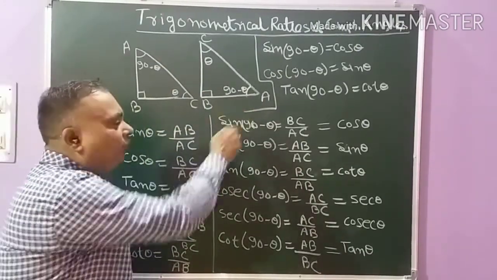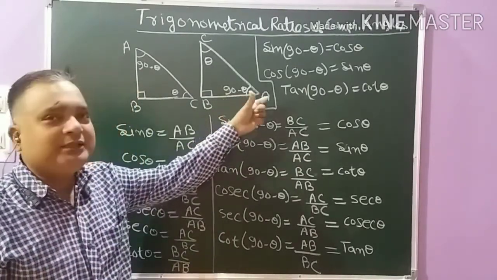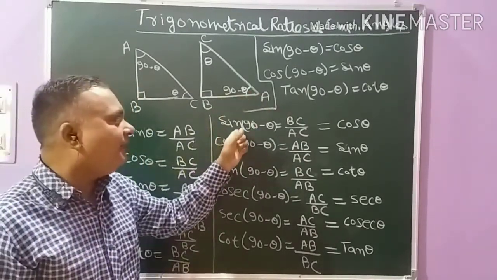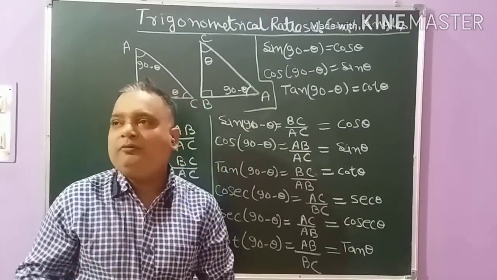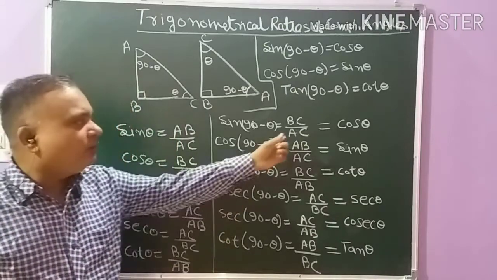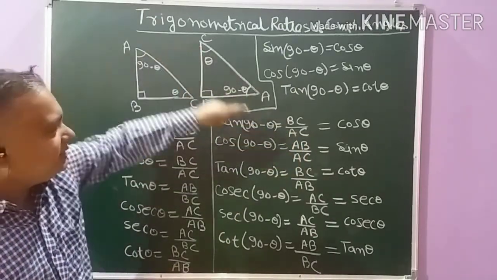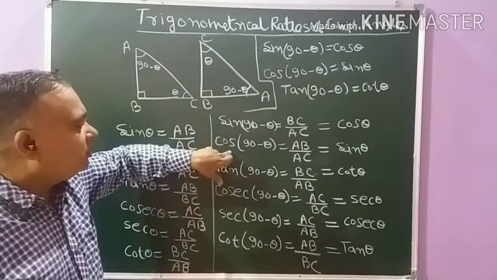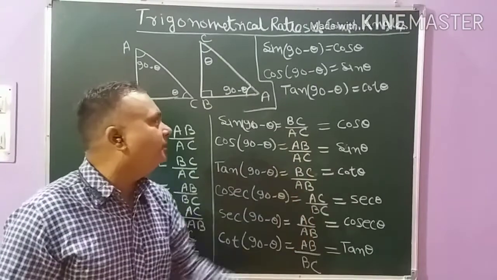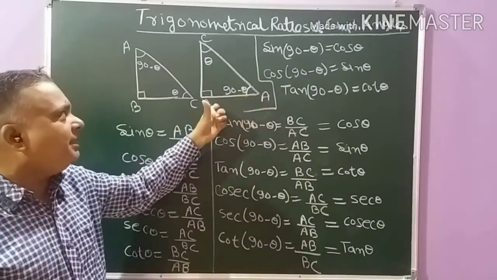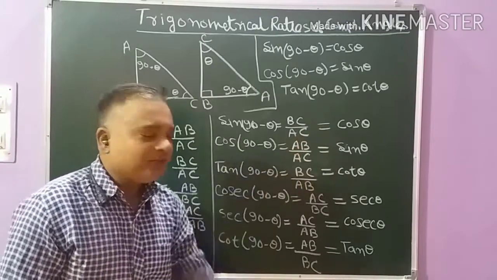So now we write all the trigonometric functions for angle 90 minus theta. So we can write sine 90 minus theta. Again the sine function is the ratio of perpendicular to the hypotenuse. Here the perpendicular is BC and the hypotenuse is AC. Next, cos 90 minus theta, that is the ratio of base to the hypotenuse. Here the base is AB, the hypotenuse is AC. So we can write AB upon AC.